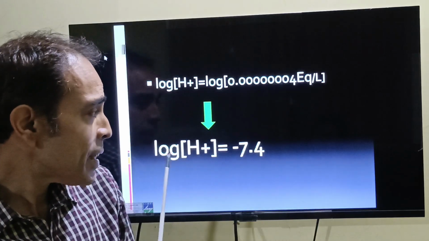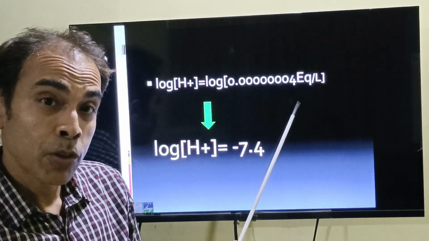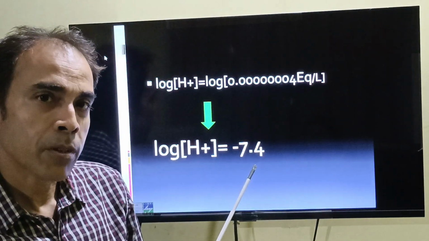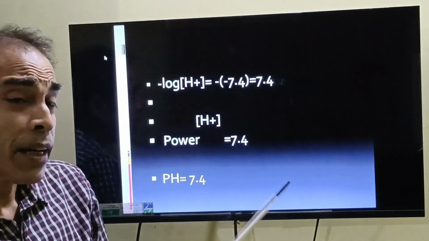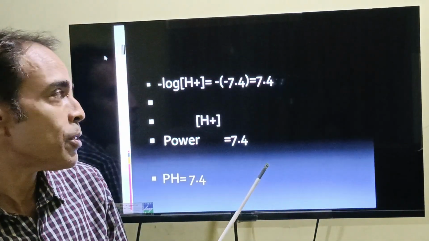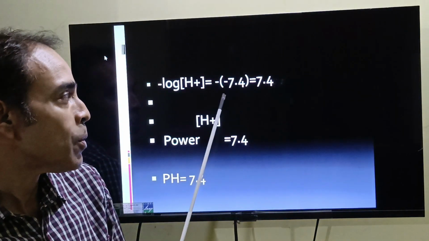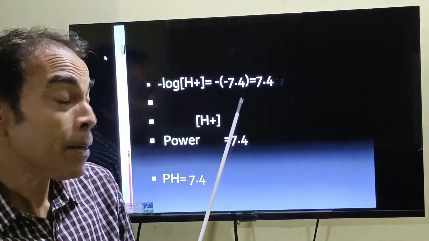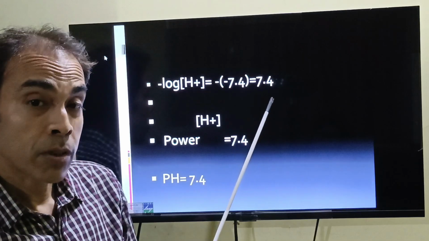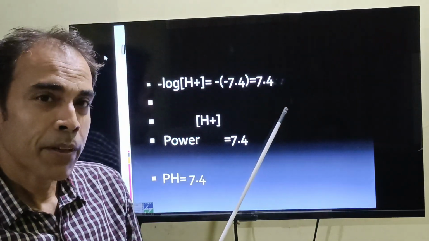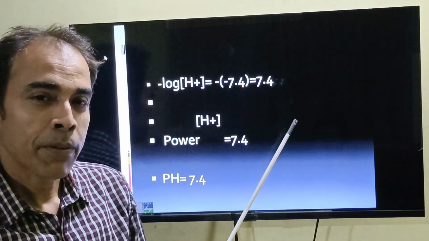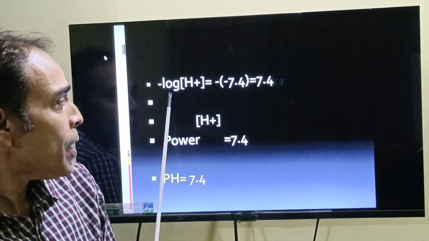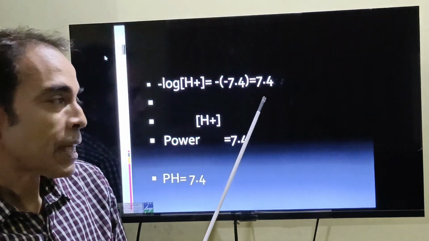Although it makes some sense compared to 0.00004, still the negative part gives us some sort of confusion. So what he did again was apply a negative on both sides. Negative log of hydrogen ion is equal to negative of negative 7.4. Negative and negative in mathematics comes to positive 7.4. In reality, negative and negative is not positive, so negative and negative is always a dangerous thing. So coming back to the situation, we find that minus log of hydrogen ion concentration is 7.4.